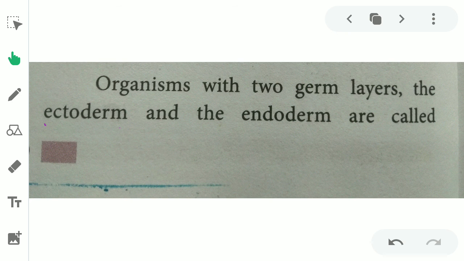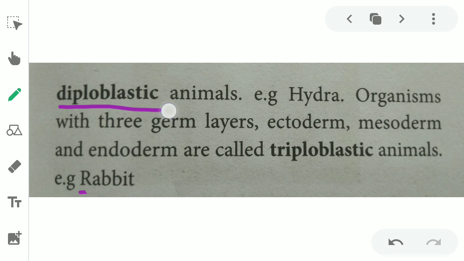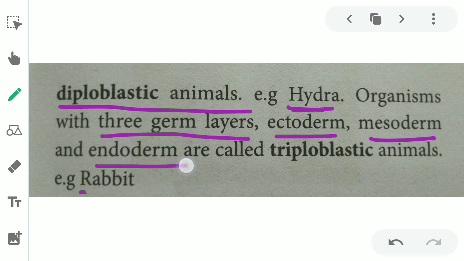Organisms that have two germ layers, that is ectoderm and endoderm, are called diploblastic animals. Example, Hydra. Organisms that have three germ layers, ectoderm, mesoderm and endoderm, are called triploblastic. Triplo means three. Example, rabbit.